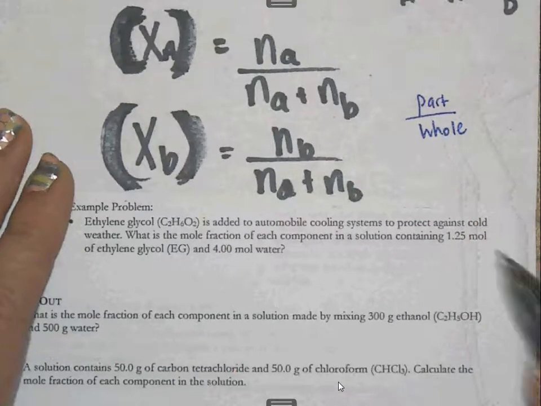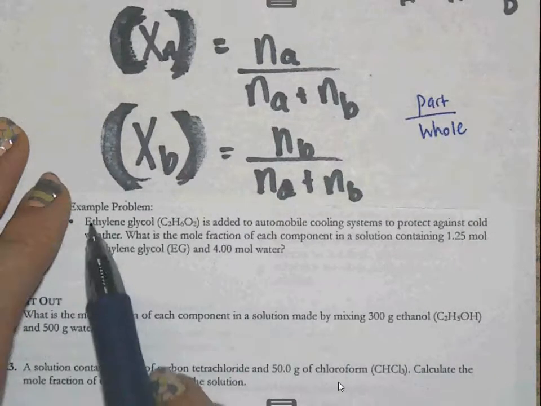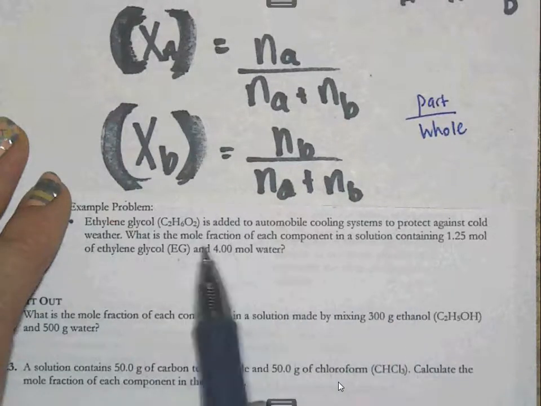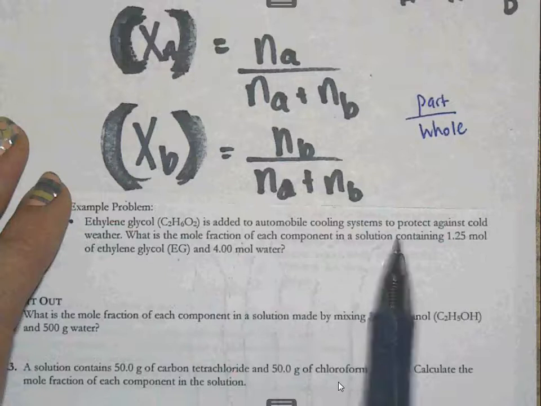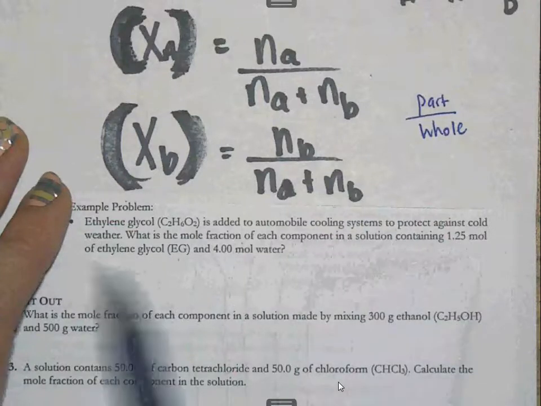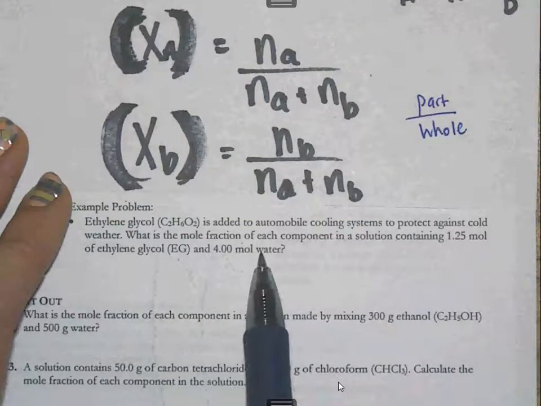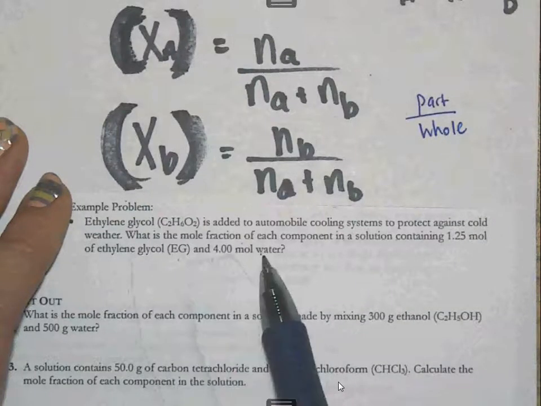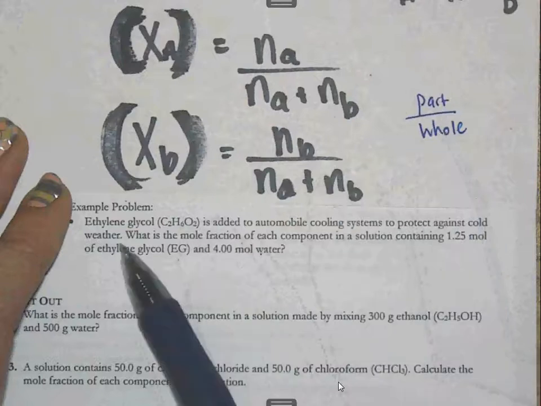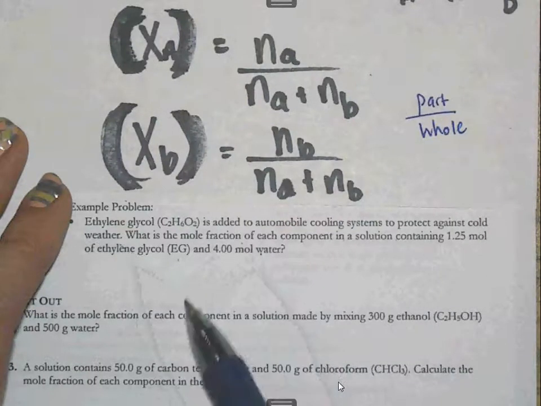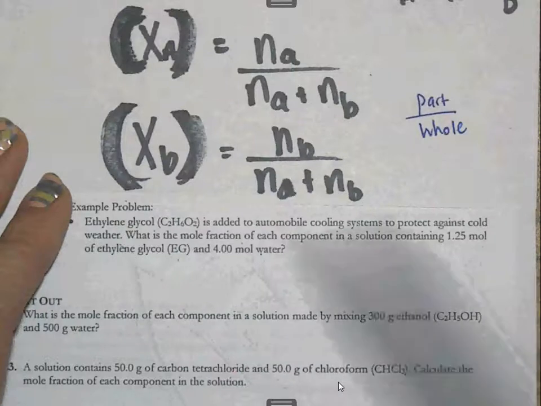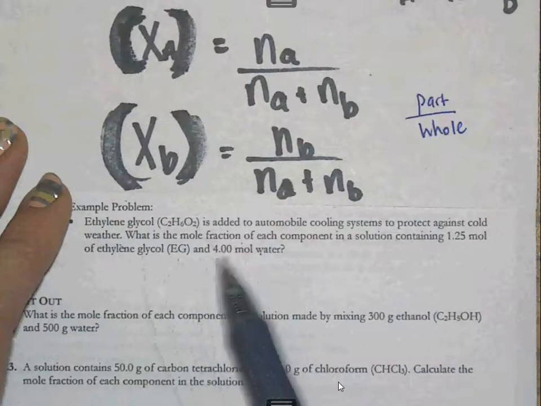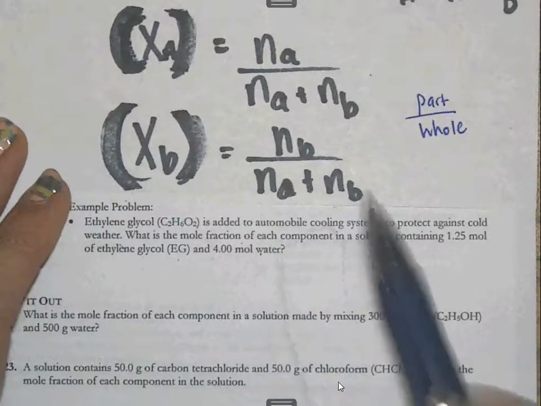So if I have a solution, like in my first example, that says ethylene glycol is added to automobile cooling systems, what's the mole fraction of each component in a solution that has 1.25 moles of ethylene glycol and 4 moles of water? Well, the whole is the ethylene glycol and the water together. The parts are ethylene glycol and water. So I can figure out two fractions. I can figure out the fraction of ethylene glycol compared to the whole thing, or the fraction of water compared to the whole thing.